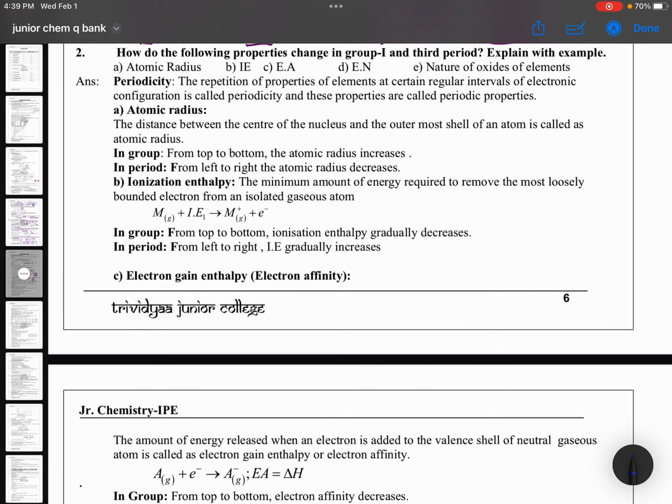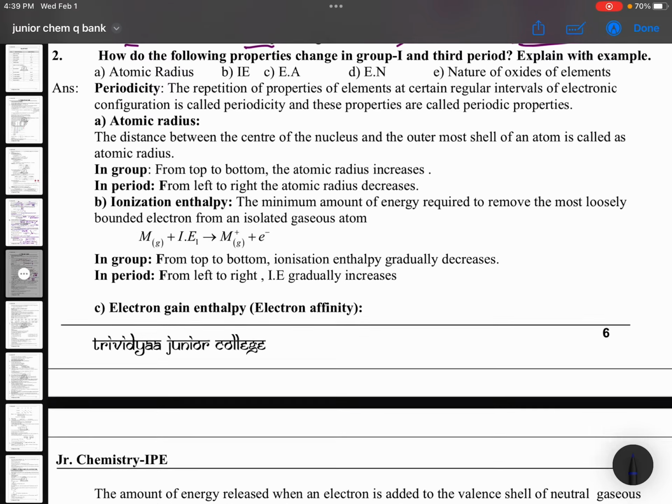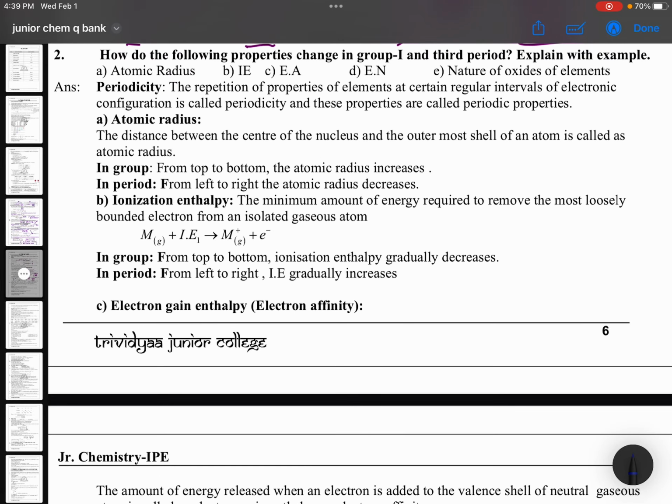Periodic properties, board exams preparation, CBSE, intermediate public examinations, all over India. Okay, now what type of questions can come from this? Long answer questions. One question we have already done in video 1. This is lecture 2. How do the following properties change in group 1 and third period? Explain with example. See, atomic radius, ionization energy, electron affinity, electronegativity, nature of oxides. I am giving this video to explain how to write in the exam to get maximum score.